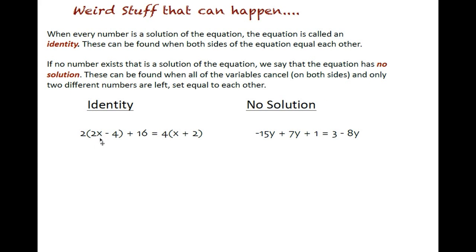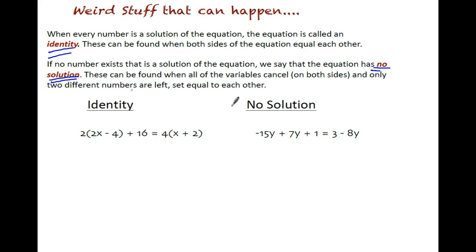Okay, we're going to go ahead and end this one and move on to some weird stuff that can happen. Alright, so there's a few things we need to bring up that students forget or don't understand when it comes to no solution. When every number is a solution of an equation, the equation is called an identity. Okay? If no number exists that is a solution of the equation, we say then that it has no solution. So we're going to look at these two examples so you can realize what the differences are.